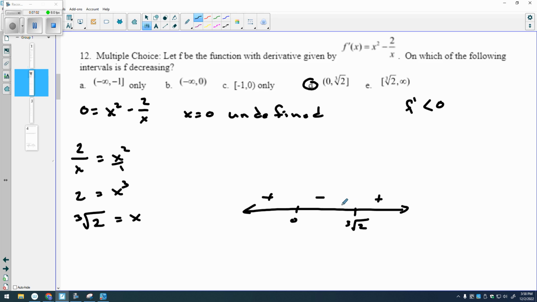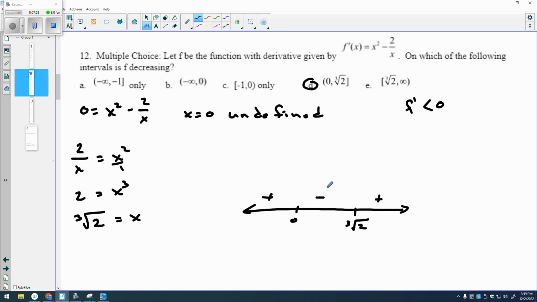Like 1 point something, right? So let me try 1. I plug in 1, 2 minus 2 divided by 1 is 2. 1 minus 2 is negative, so it's negative between here and here. Something greater than cube root of 2, something like 4. 4 squared is 16 minus whatever that's going to come out to be, which is a half, then I get a positive number.